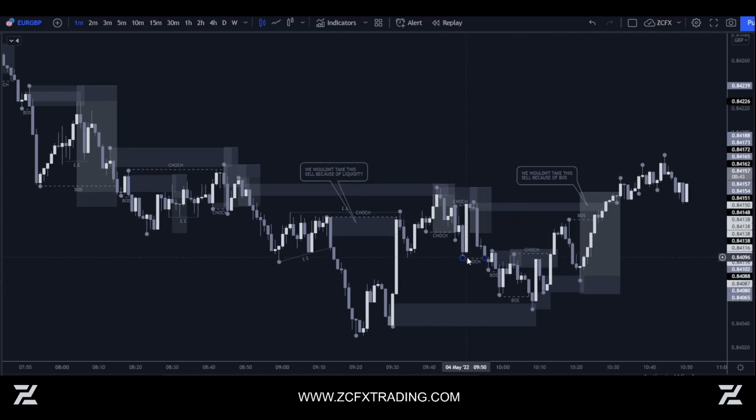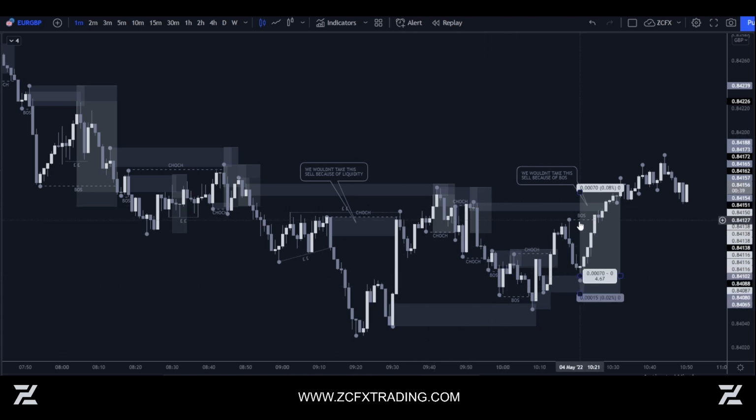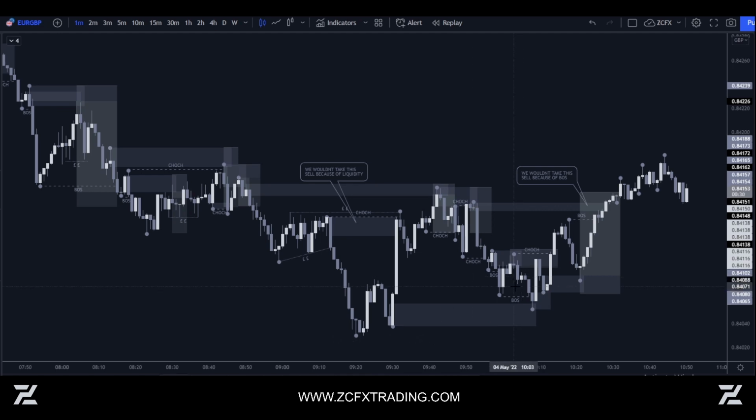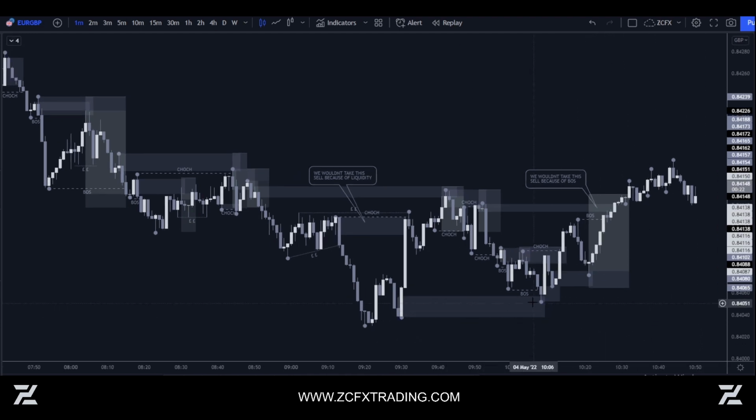I mean, could have probably bought from here, but like I said, it's a similar story. A BOS, you wouldn't look to trade into that. So maybe if you took off this internal structure, you could have taken a trade based on this buy position here. But that's obviously way too advanced. We don't need to overcomplicate things. Just keep things simple. But yeah, that's pretty much it.